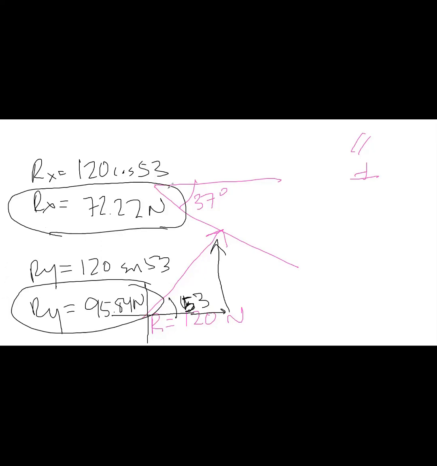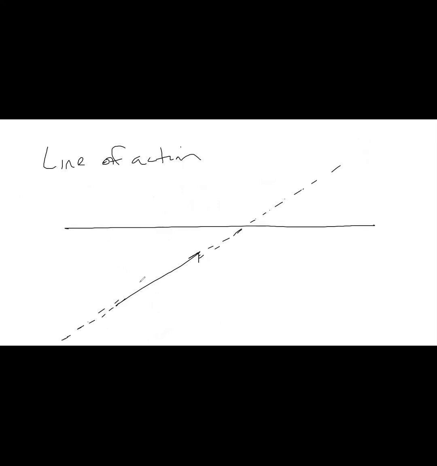All right, now the last type of problem we're going to look at here today. I call them a line of action problem, because any resultant has what we call a line of action, which is an infinite extension of that resultant. So what we're going to be solving for in this set of problems is where the line of action of a resultant crosses or intersects an x-axis.